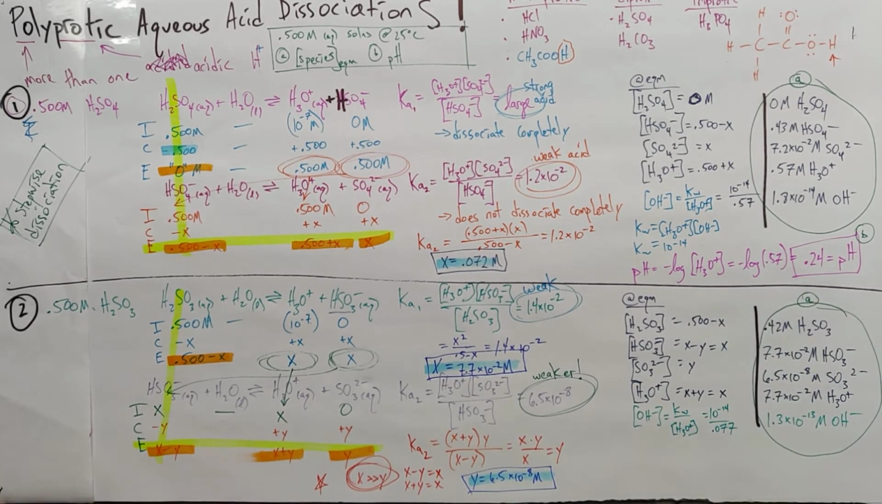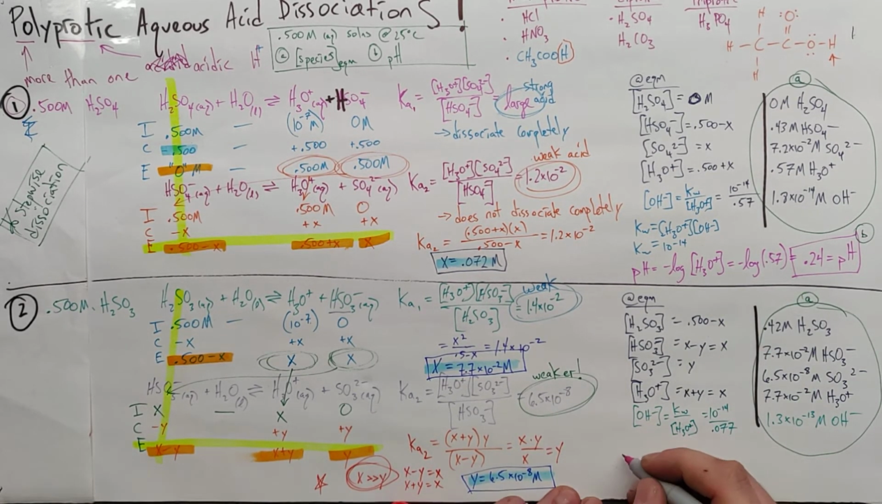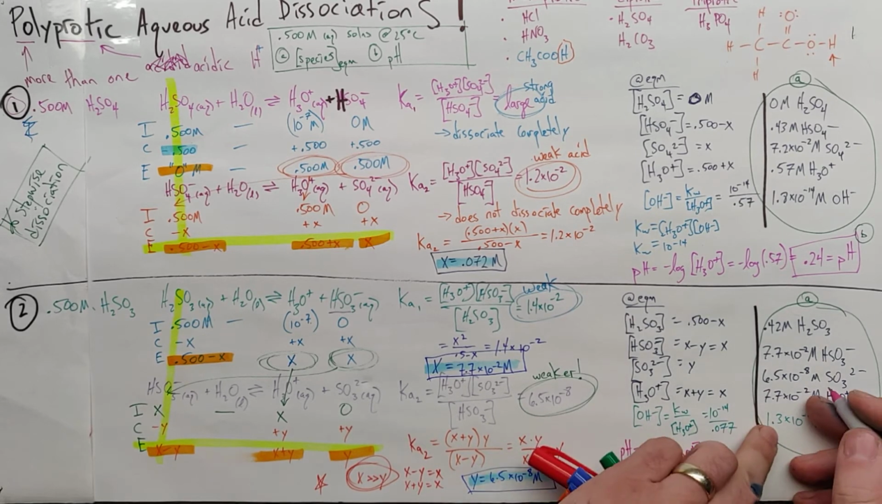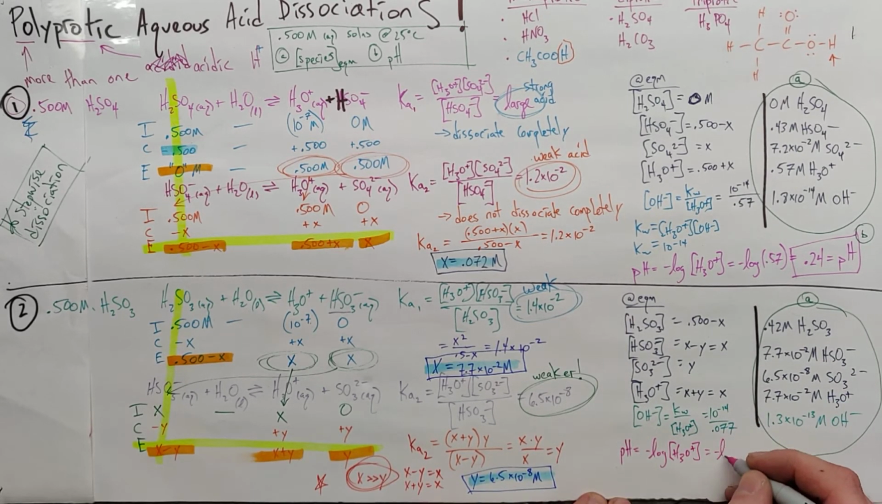We still need to get our pH, and we'll calculate that as the negative log of the concentration of H3O plus. And we've got that right there, 0.077, and that gives us a pH of 1.11. And that's our answer to part B.